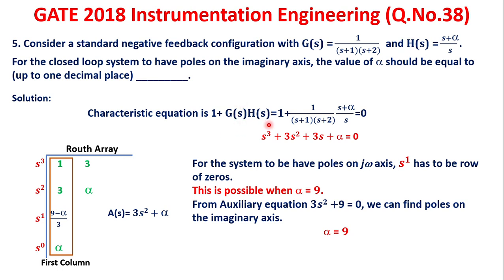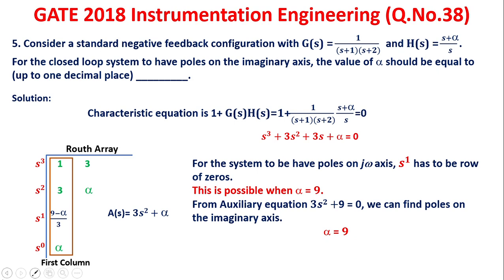So 1 plus g of s h of s, we have to formulate the characteristic equation, that is this. If you simplify, formulate the Routh array as usual. We can find that we have to have a row of zeros. That is possible only when alpha equal to 9. Therefore 3s square plus 9 equal to 0 is the auxiliary equation, that is the auxiliary polynomial. Therefore s square is minus 3, so s is equal to plus or minus j root 3, of course, plus or minus j 1.732. So this is happening only when alpha equal to 9.